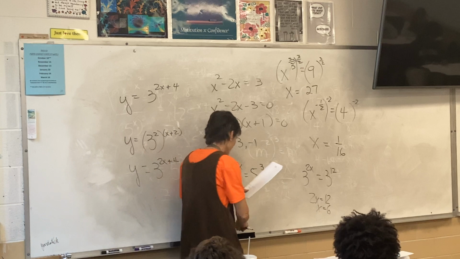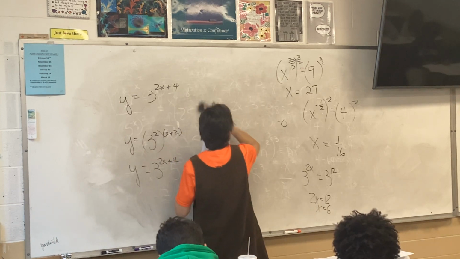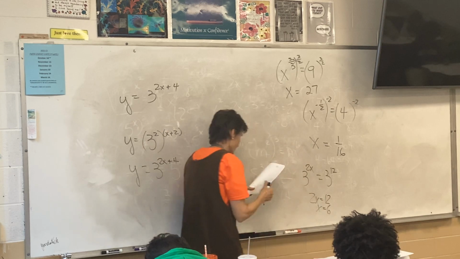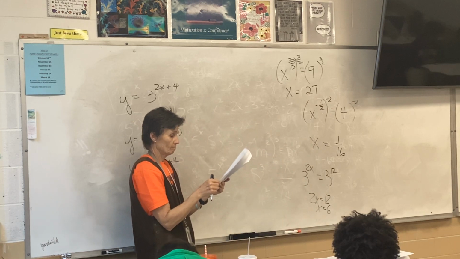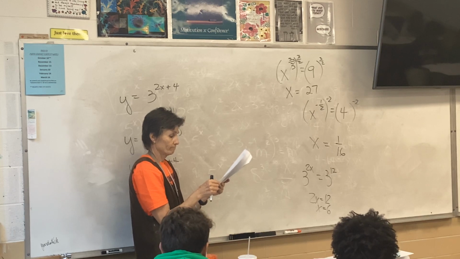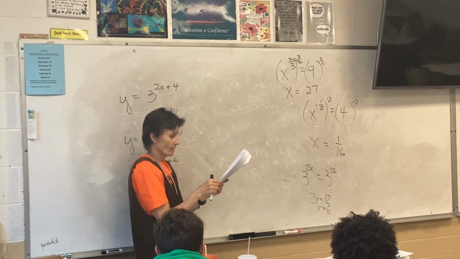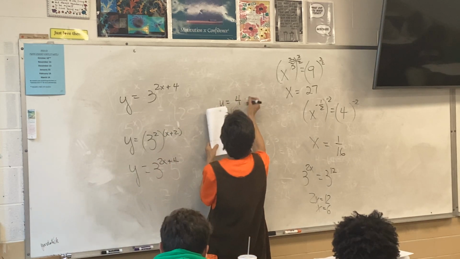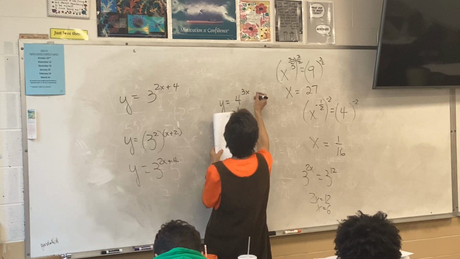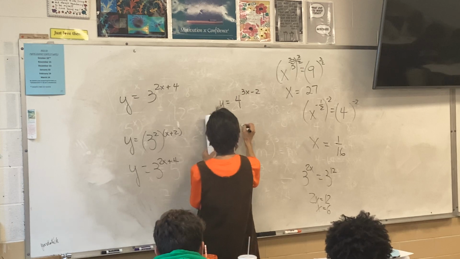All right, how about number 2? What do you think about number 2? A and B, you think? Okay, so there's A, and then here's B.